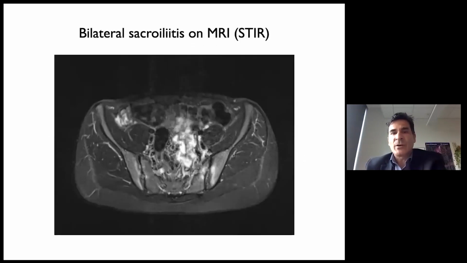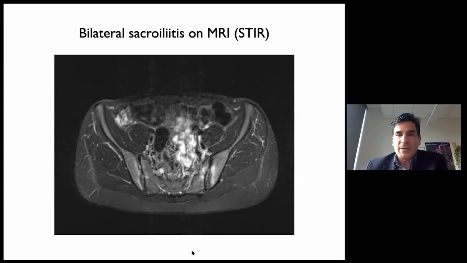And this is an MRI of a patient with axial spondyloarthritis. This is an axial section showing the sacroiliac joints, and on this fluid-sensitive STIR sequence, there is white signal surrounding both SI joints here as well as here and on the left side. This is bone marrow edema, the sign of sacroiliitis in this patient.